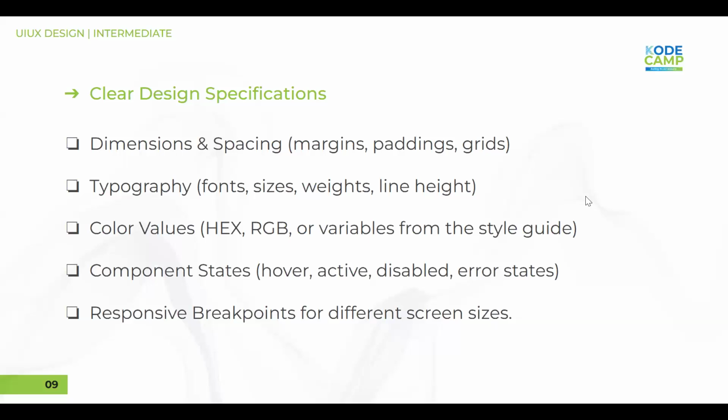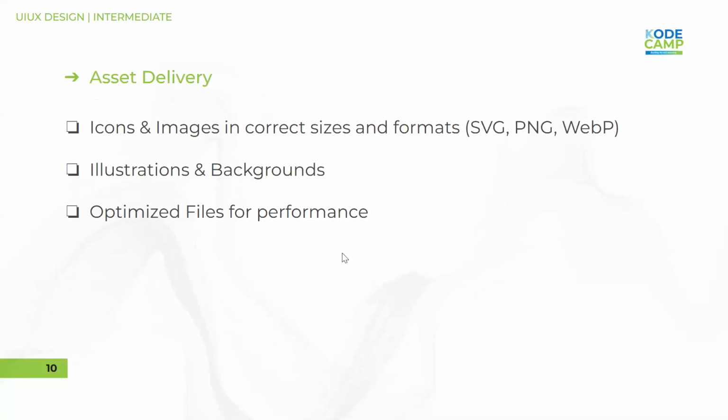So we said key components. The first one here is that you should have clear design specifications, which we have listed. The second one is that it should have asset delivery. You're basically giving them the tools to build exactly what you have designed. This includes icons and images in correct sizes and formats.